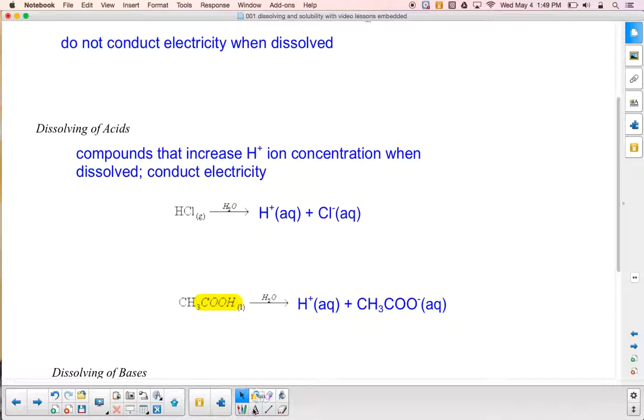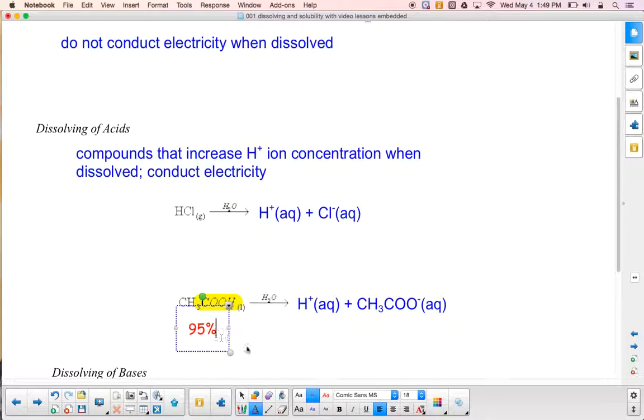The difference between hydrochloric acid, which can light things up very brightly, and ethanoic acid, which only makes a dim light, is that ethanoic acid is what we call a weak acid. In a weak acid, the vast majority of the particles remain together when they're put into solution, but a few of them, in this case about 5%, fall apart to make hydrogen ions and acetate ions.